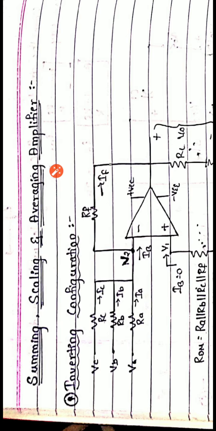Averaging means taking the average of three input signals, or more than three, means you have to take the average of the given input signals and amplify it at the output side. Okay. So here summing, scaling and averaging amplifiers are discussed in three configurations. First is inverting configuration, second is non-inverting configuration, and the third is differential configuration. So here first we will start with the inverting configuration.